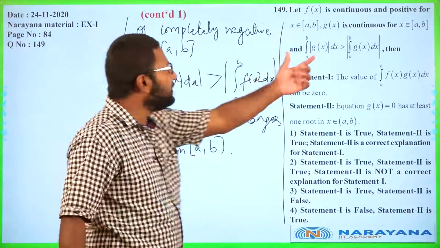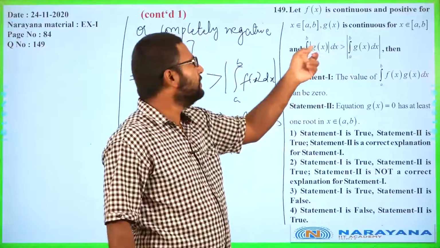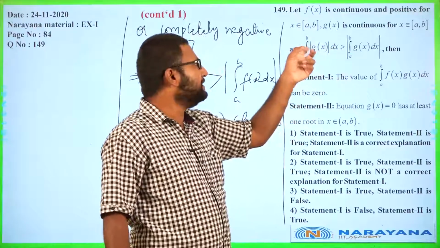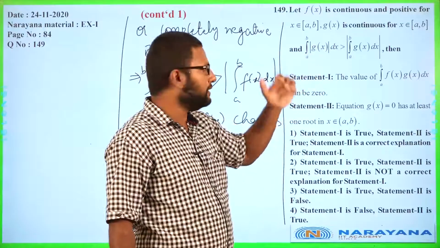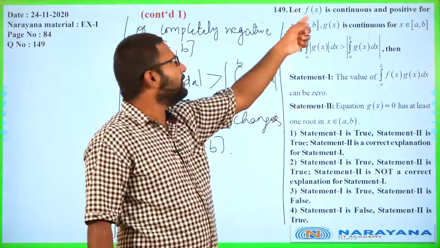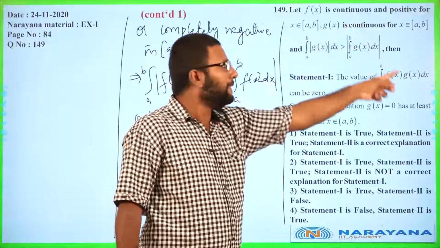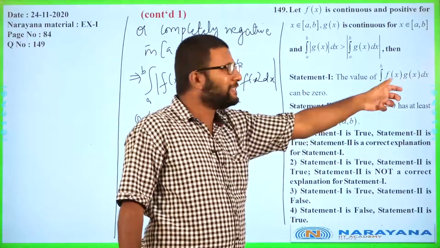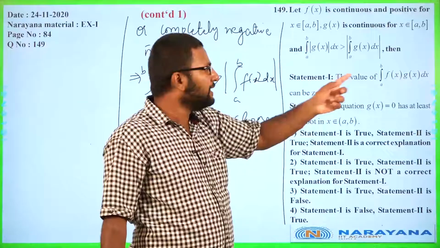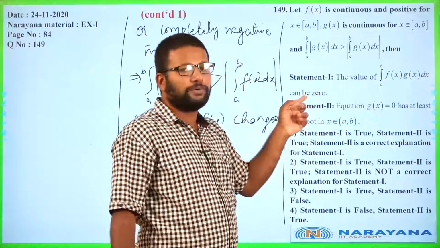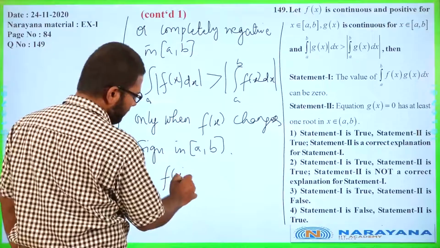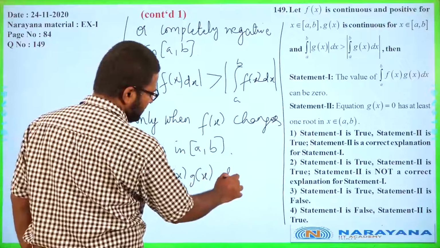Now, in this case here instead of fx we have gx, but from the given statement 1 itself we can say that gx is changing sign, right. Then they are saying the value of the integral of fx gx can be 0. Now, fx is strictly positive, but gx changes sign, which means the product will also change sign, which means if the product is changing sign, the integral can actually be 0, right, which means fx gx also changes sign.